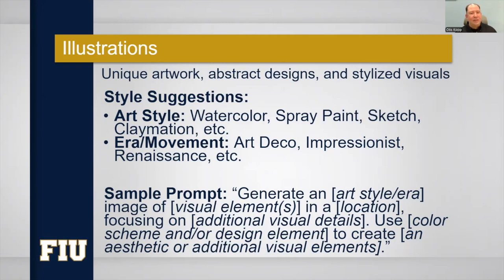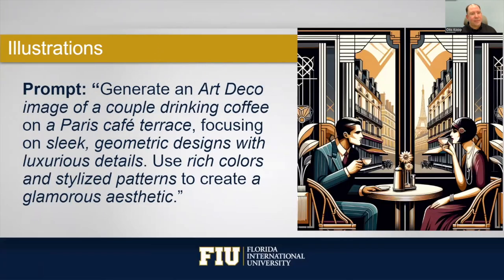So for art style, we can choose everything from watercolor to spray paint and even claymation images. For era, I've listed Art Deco, Impressionist, as we saw in the second slide, and Renaissance as examples. The sample prompt I created asks for the art style or era, multiple visual elements you'd like to see, a location, and color schemes. Now, I thought this one was pretty cool. All I did was mention Paris, and it added a backdrop of the Eiffel Tower in the window. It's obviously Art Deco style, and I believe it does give a glamorous feel.